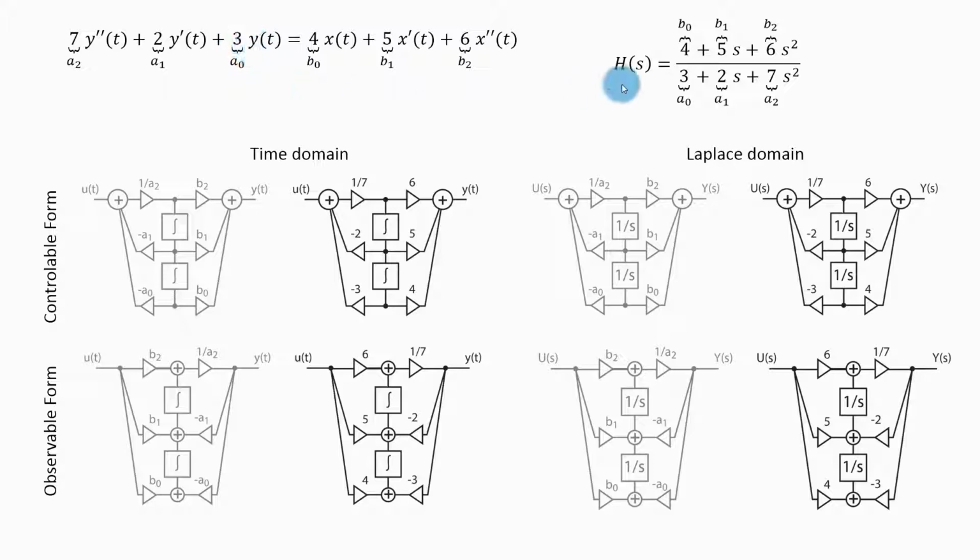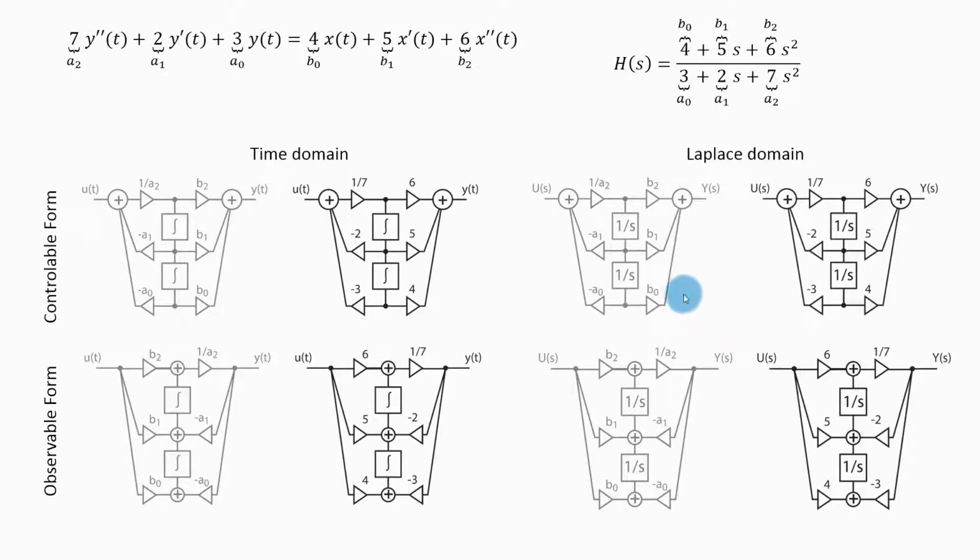This number 3 will come here as minus 3, and this 4 will come here, this 5, which by the way in the transfer function is this 5, will come here, and this 6, which in the transfer function is this 6, will come here. So this is your controllable form in the Laplace domain.